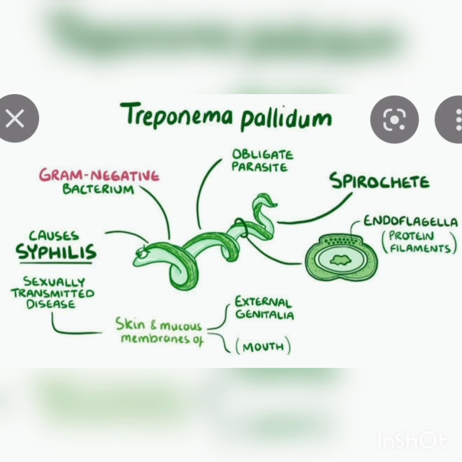So the incubation period is around 10 to 90 days. The incubation period means the time between entry of the organism into the body and appearance of the first symptom of infection. It may vary from 10 days to 90 days. The clinical features of Treponema pallidum infection, that is syphilis, fall into three stages: primary, secondary, tertiary.